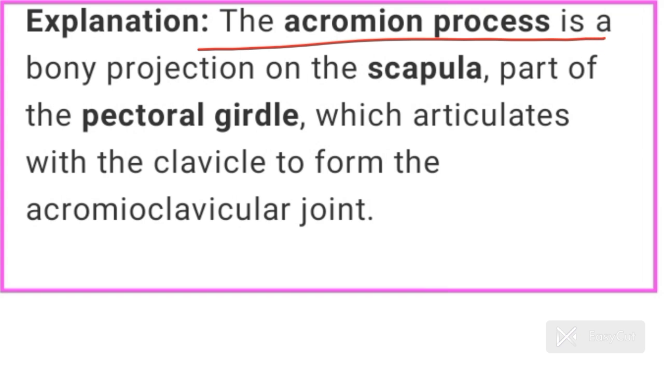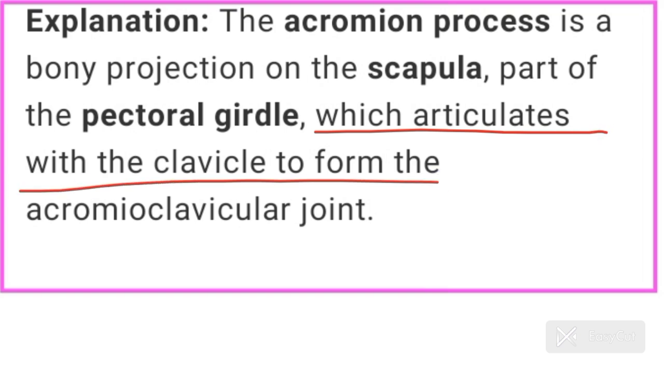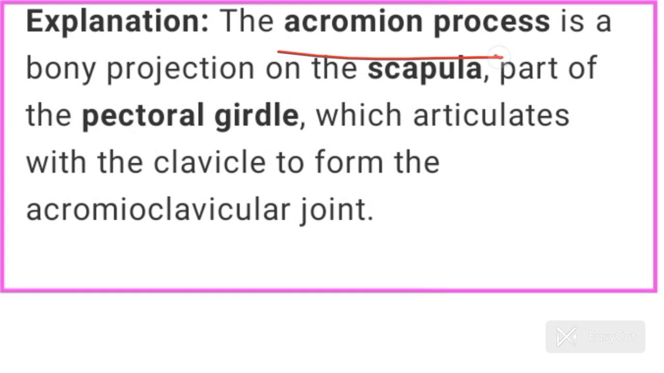The acromion process is a bony projection on the scapula, part of the pectoral girdle, which articulates with the clavicle to form the acromioclavicular joint. What is acromion? The dorsal flat triangular body of scapula has a slightly elevated ridge called the spine, which projects as a flat, expanded process called the acromion. What is a scapula? Scapula is a large triangular flat bone situated on the dorsal part of the thorax, between the second and the seventh ribs.